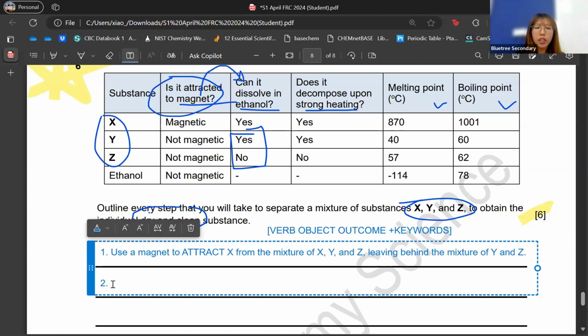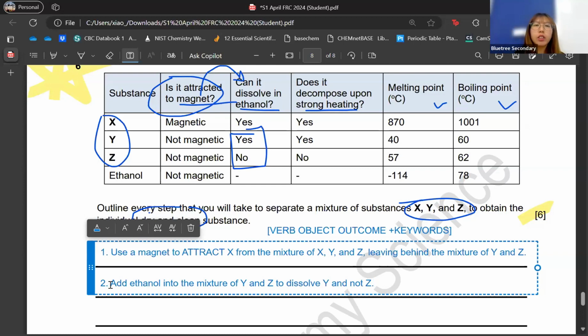So what you do is you add ethanol into where? What is your object? Into the mixture of Y and Z. And then what is your outcome? What are you trying to obtain? Okay, when I add ethanol into the mixture of Y and Z, I know that Y will dissolve. So to dissolve Y and not Z. Okay, so when you add ethanol into the mixture of Y and Z, only Y will dissolve and not Z.